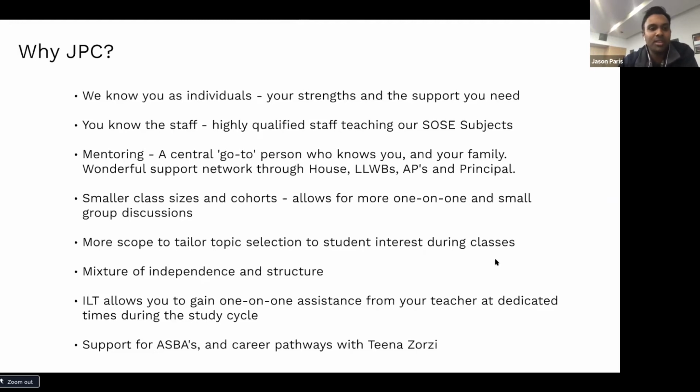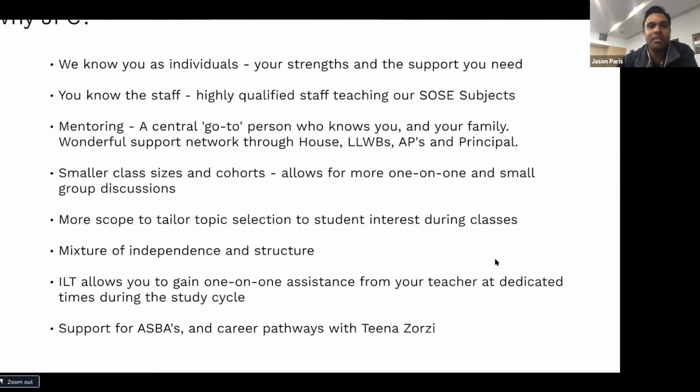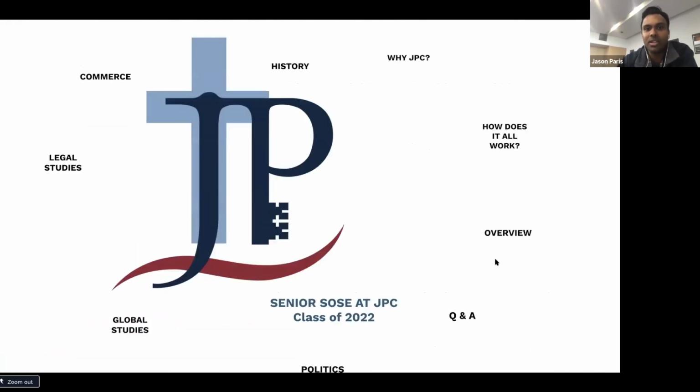You have smaller class sizes and cohorts, which allows for more one-on-one and small group discussions. And because they're smaller class sizes, we have more scope to tailor topic selection to student interest during classes. We also have a mixture of independence and structure, which helps you outside of school. And the ILT allows you to gain one-on-one access from your teacher at set points during the study cycle. And if you're an accredited student, you have plenty of support for ASBAs and career pathways with Miss SOSE, who looks after careers. Obviously, there are plenty of reasons why we want you to stay at JPC.